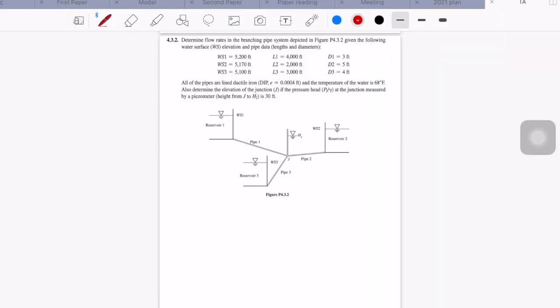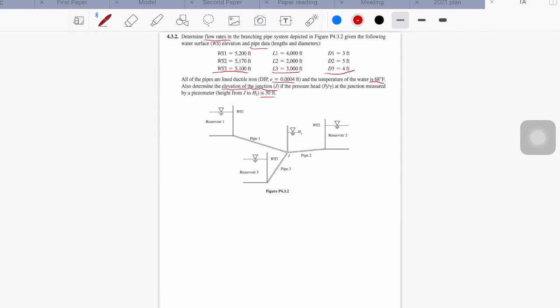This is a 3 reservoir problem. Each reservoir's water surface elevation is given, and all the pipe data, lengths, and diameters are also given. And we know all of the pipes are light ductile iron, so epsilon equals 0.0004 feet, and the temperature of the water is 68 degrees Fahrenheit. We need to determine the flow rate in each pipe in this figure, and we also need to determine the elevation of the junction if the pressure head at the junction is 30 feet.